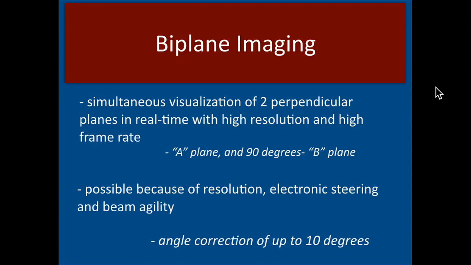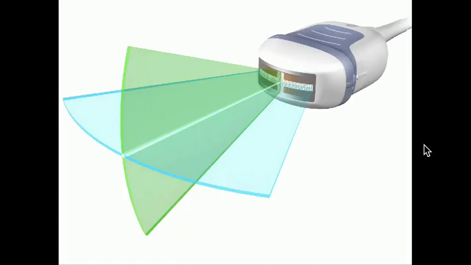So really quickly, in the few minutes I have remaining, we're going to go through biplane imaging, which is one of the modalities that we now have for the last, I guess 3 or 4 years, that we did not have previously with the older 3D 4D systems. And what this is, is simultaneous imaging of 2 perpendicular planes in real time and with high resolution and high frame rate. And these are the two, the A and the B planes, that you saw earlier on the multiplanar display. And this is really possible because of the nature of the electronic matrix technology and the beam agility.